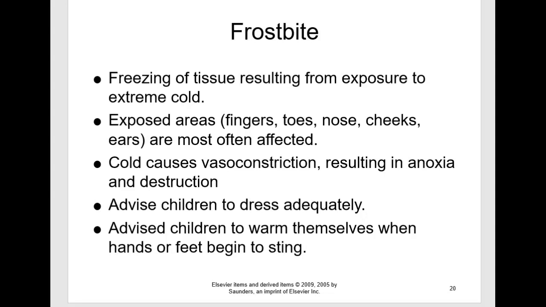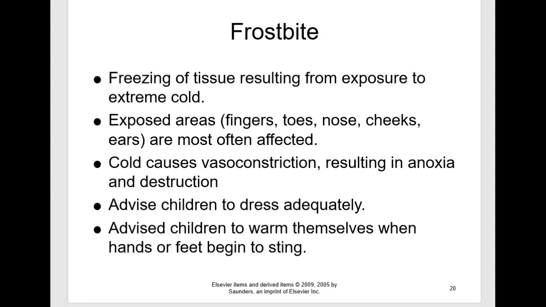We're going to wrap up this recorded lecture with frostbite. So frostbite is the freezing of tissue resulting from exposure to extreme cold. This is on page 1192. Exposed areas such as fingers, toes, noses, cheeks, and ears are most often affected. The cold causes arteriolar vasoconstriction, which results in tissue anoxia and destruction.